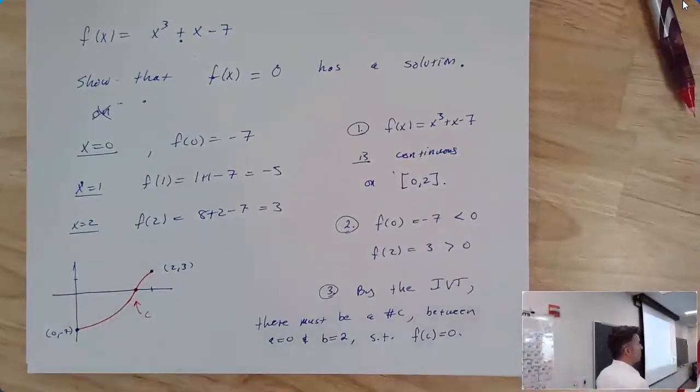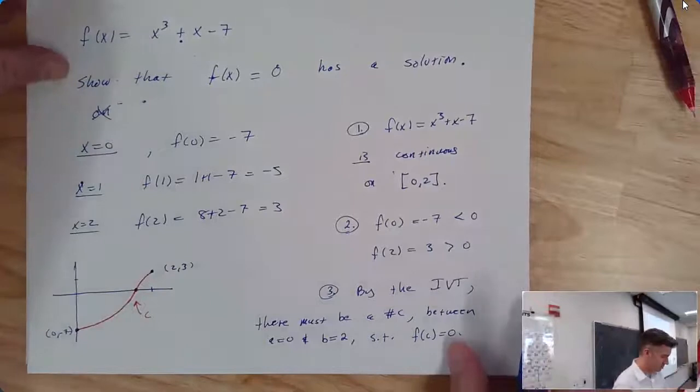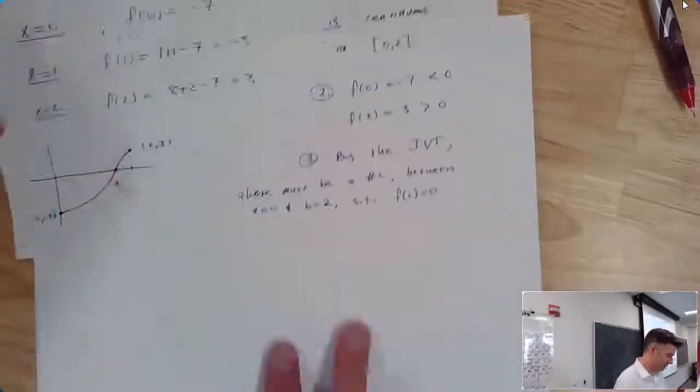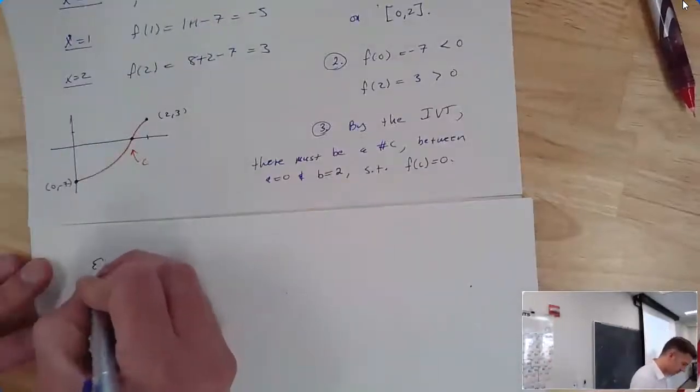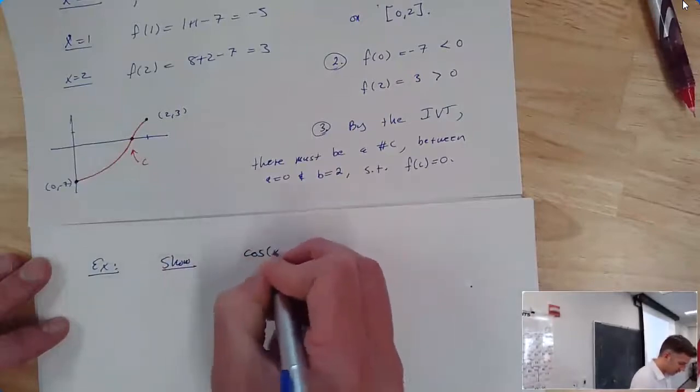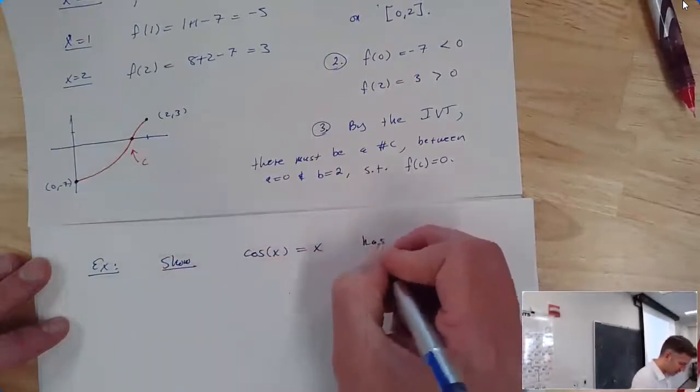This is often what we use the intermediate value theorem for, to show that something that we can't really solve still has a solution. It's kind of the number one thing. Most of the time when you're talking about the intermediate value theorem, we're using it to show that there's a solution to an equation, even though we can't find a solution. Another very common example of this is to show that cosine of x equal to x has a solution.